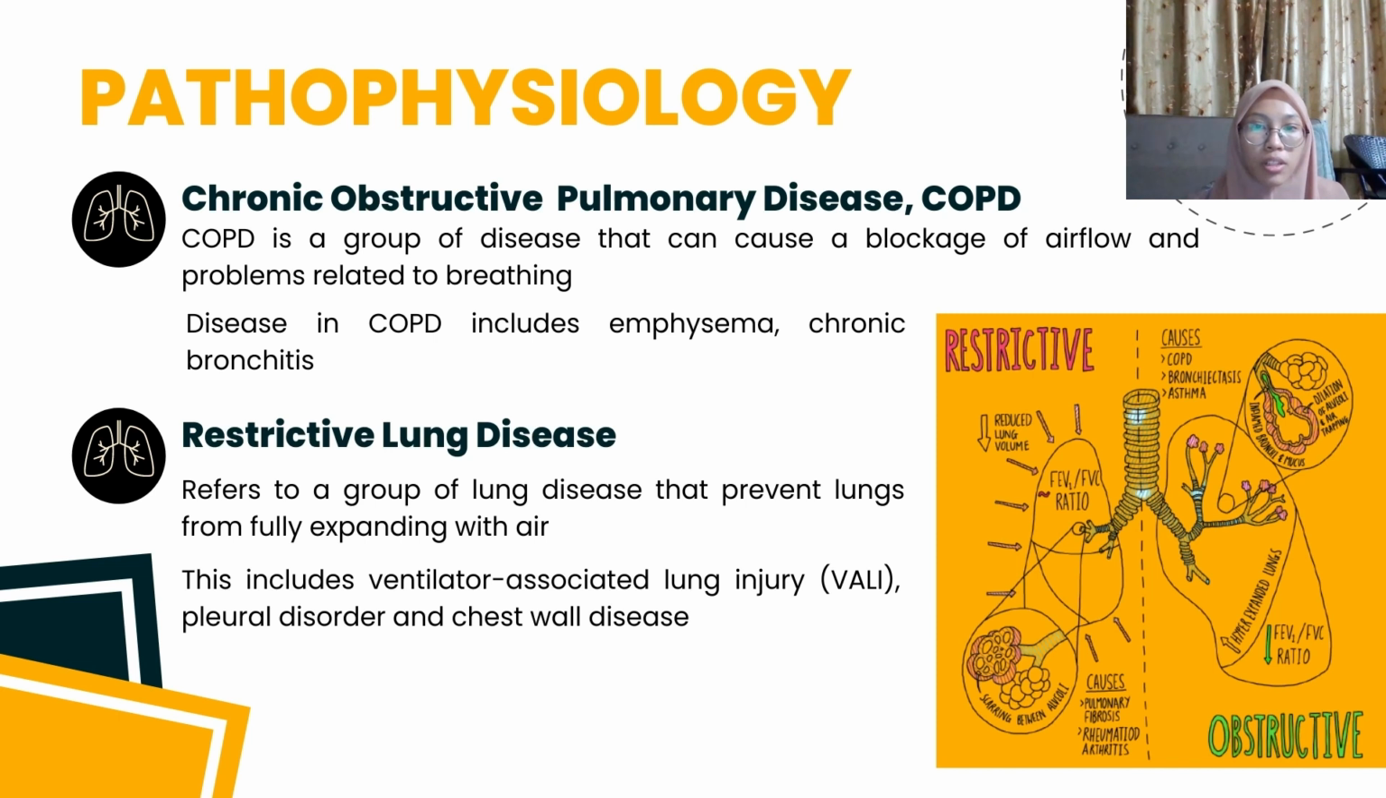Other than that, chronic bronchitis is an inflammation and irritation of the bronchial tubes that carry air to and from the air sacs in the lung. Moving on to restrictive lung disease. It refers to a group of lung diseases that prevent the lungs from fully expanding with air due to ventilator-associated lung injury, pleural disorder, and chest wall disease. All of these diseases will reduce the volume of the lung, and therefore the volume of all air-containing components.